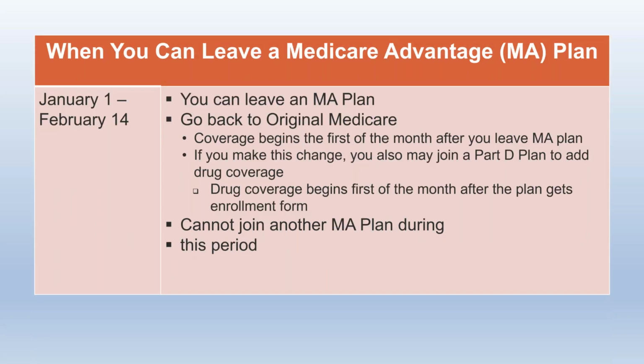When can you leave a Medicare Advantage plan? Every year from January to February 14th, you can leave your Medicare Advantage plan and go back to just original Medicare. Coverage would begin the first of the month after you leave your MA plan. If you make this change, you may also join a Part D plan to add drug coverage. Drug coverage will also begin the first of the month after the plan gets the enrollment form. And you cannot join another Medicare Advantage plan during this period.